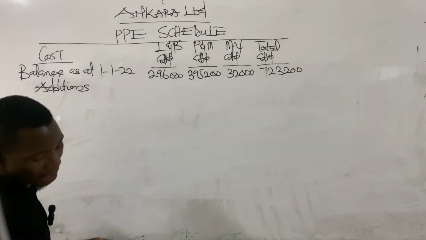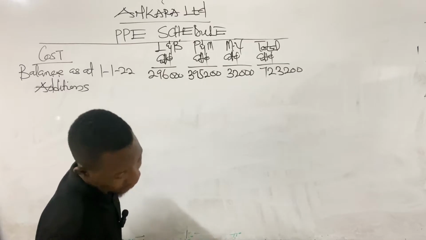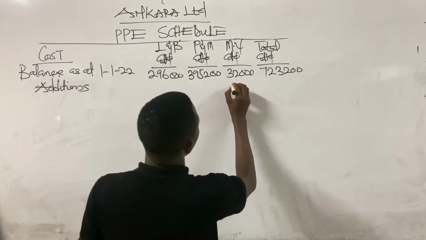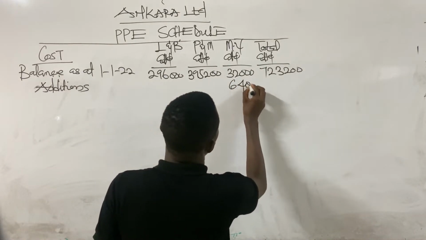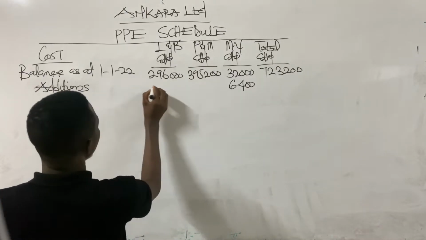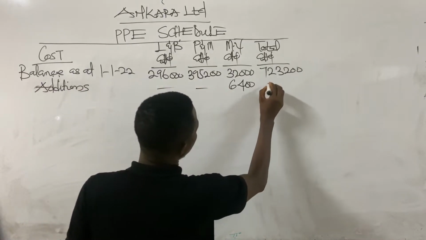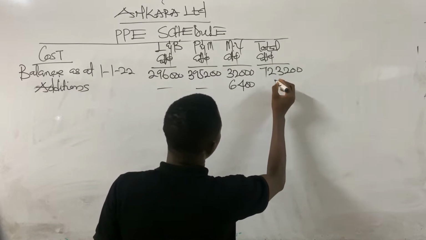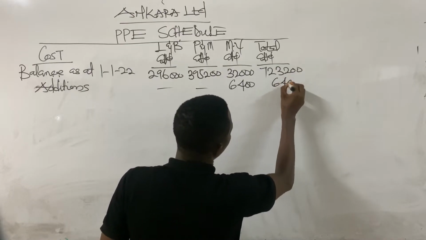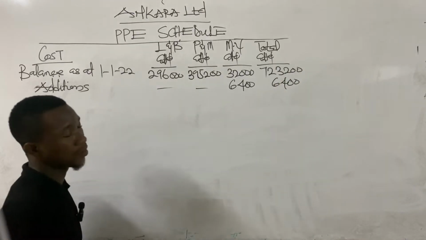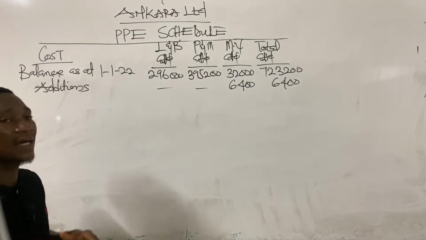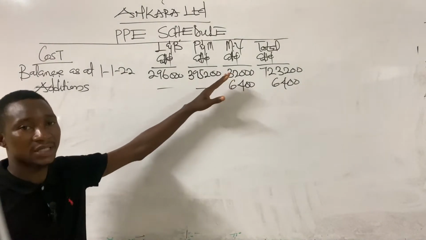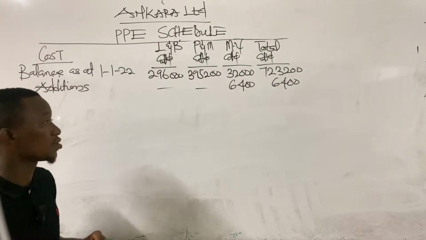And we acquired a vehicle of an amount of 6,400. So we didn't make acquisition of this. So the total is 6,400. Very good. Then we consider the disposal. So we add acquisition and subtract disposal.